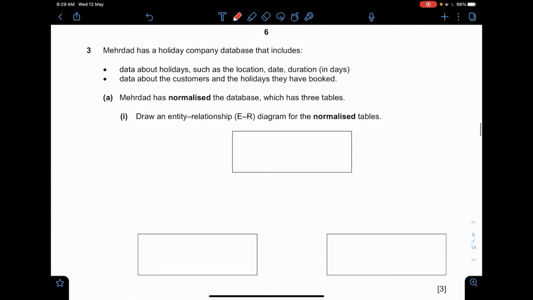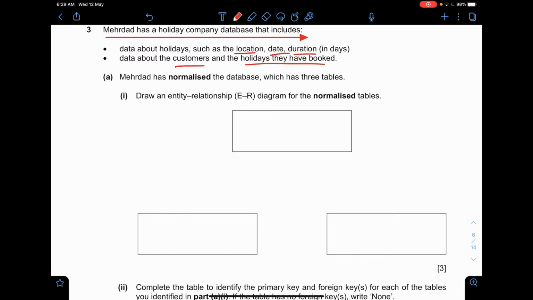Okay, so this is one of the best chapters there is to AS. So this is databases. Marad has a holiday company database that includes data about holidays, such as the location, date, duration, data about the customers and the holidays they have booked. Marad is a normalized database, with just 3 tables. Draw an entity relationship diagram for the 3 tables.